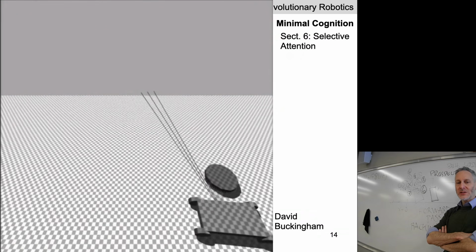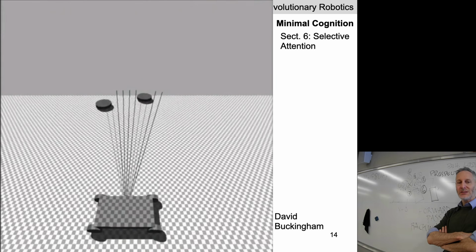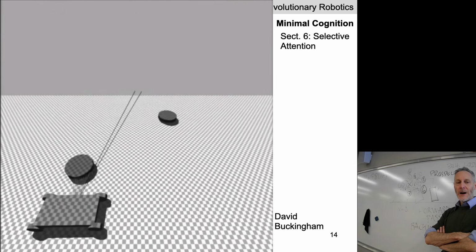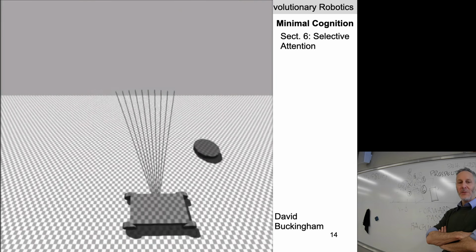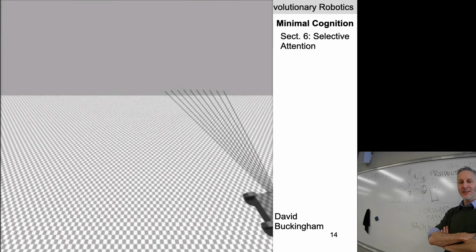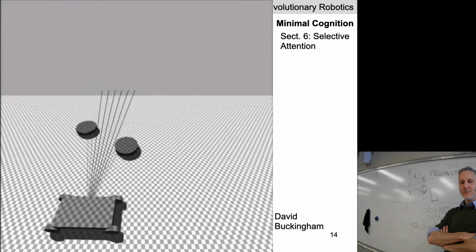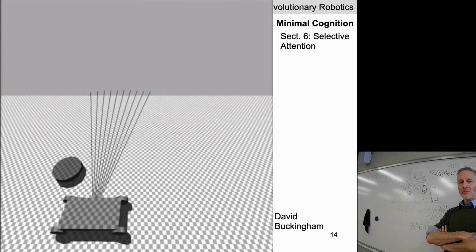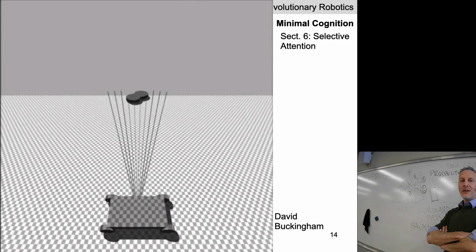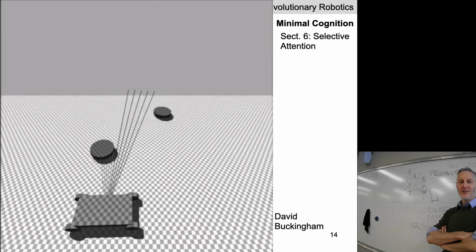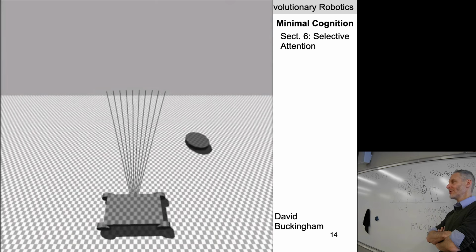David Buckingham, who took this class several years ago now, did this as a final project. He recreated this experiment in the physics engine that we were using at that time. This is the most fit evolved CTRNN that David was able to evolve.